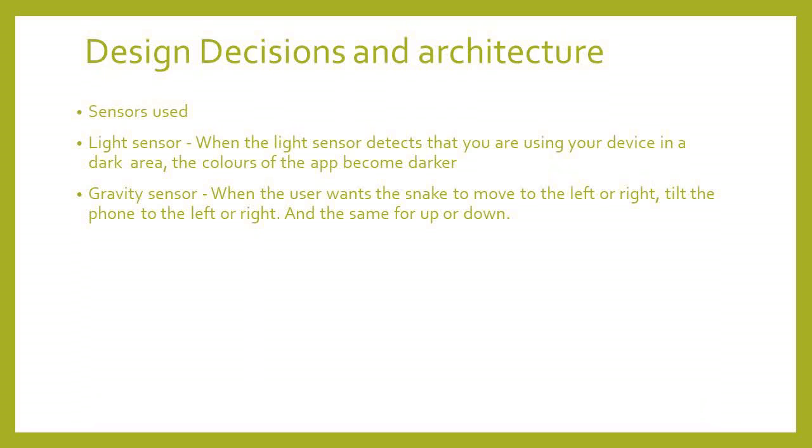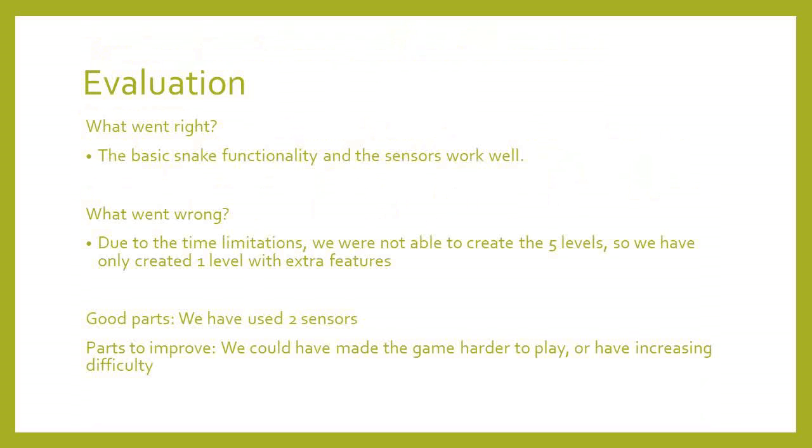What went well? We have been able to code and use the sensors we originally planned to use. We got the gravity sensors working at first and changed the X and Y coordinates so the snake stays on the screen within the boundaries. We also managed to work with the light sensor. When the light sensor detects the user is in a dark area, the colors of the application will invert. The idea behind this is that dark colors will be used when in a dark area and will protect the user's eyes.